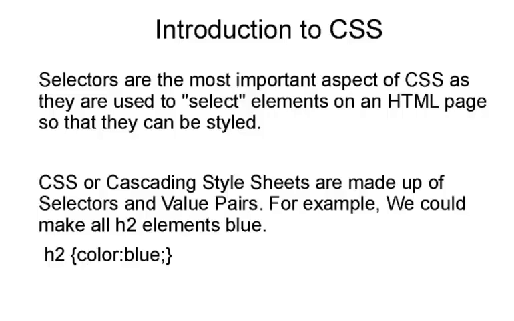CSS, or cascading style sheets, are made up of selectors and value pairs. For example, we could make all H2 elements blue. Notice the value pair is enclosed in squiggly brackets, and each value pair is terminated by a semicolon.